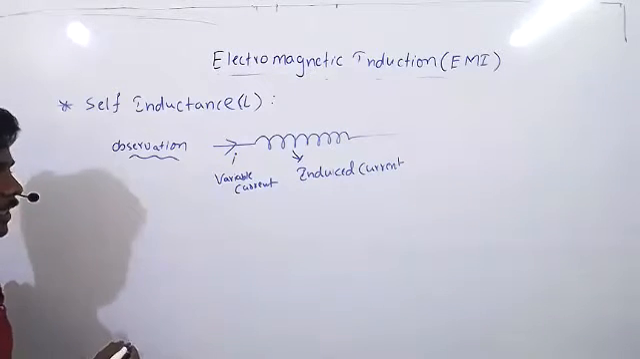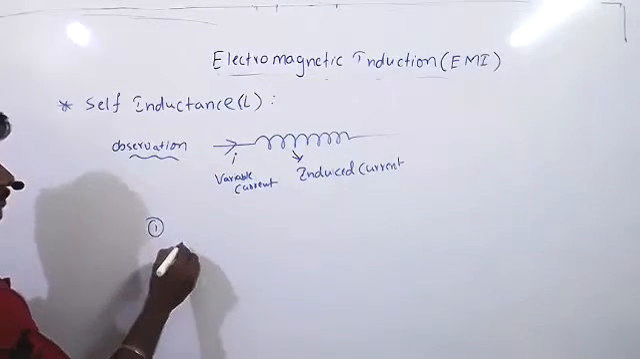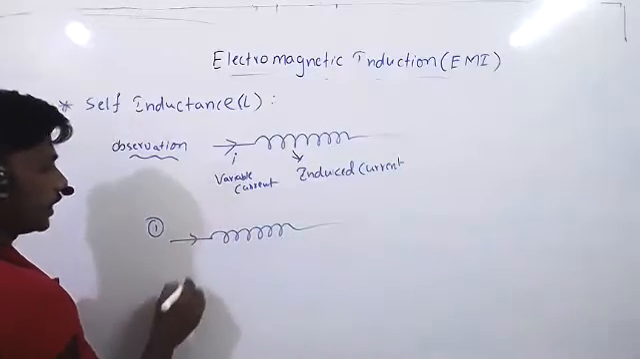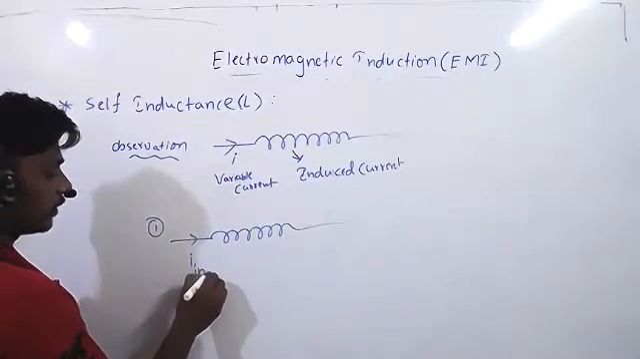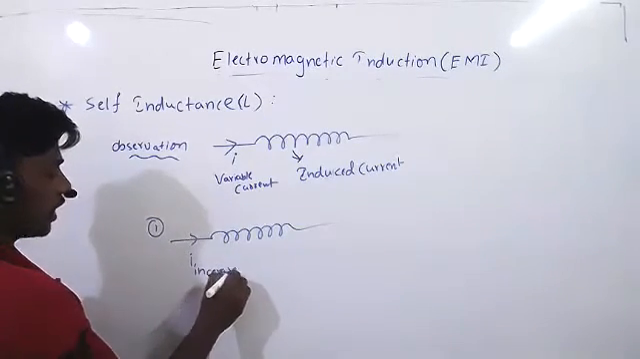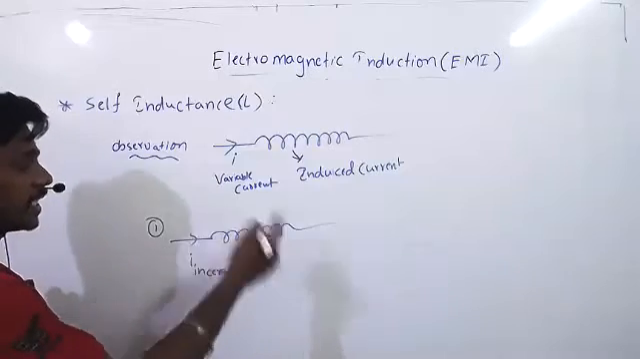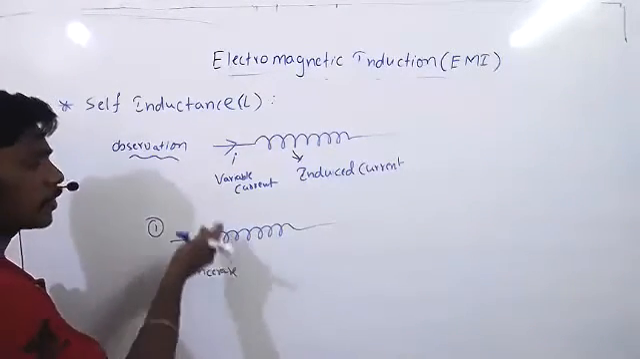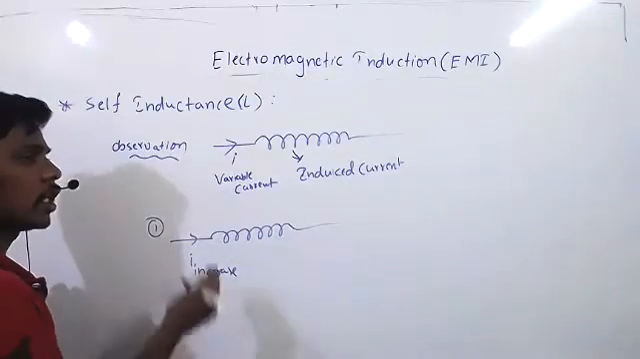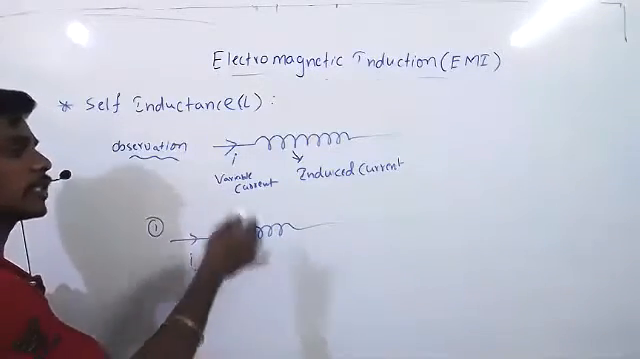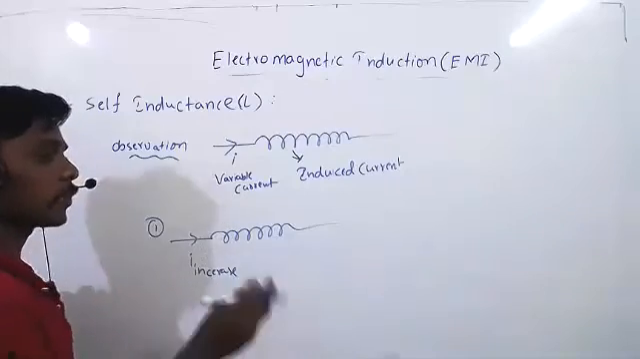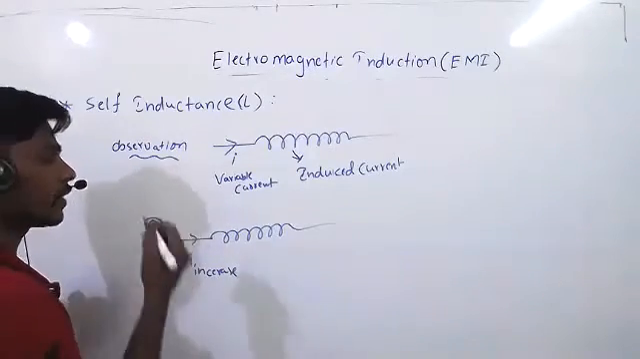How can we say? Case 1: in the coil, I is increasing. So current is increasing. When current is increasing, magnetic flux also changes and it will increase. So change in magnetic flux produces induced EMF. So if it is a closed loop, it produces induced current. What is the direction of the current?